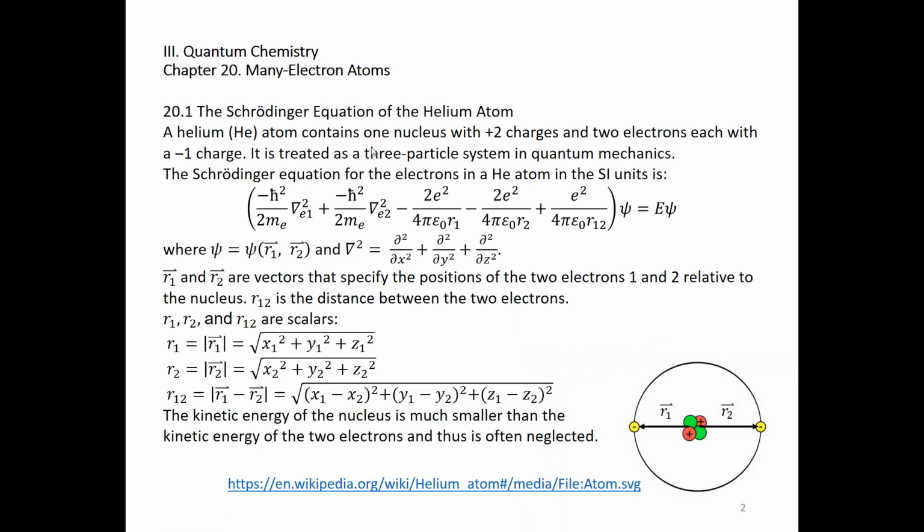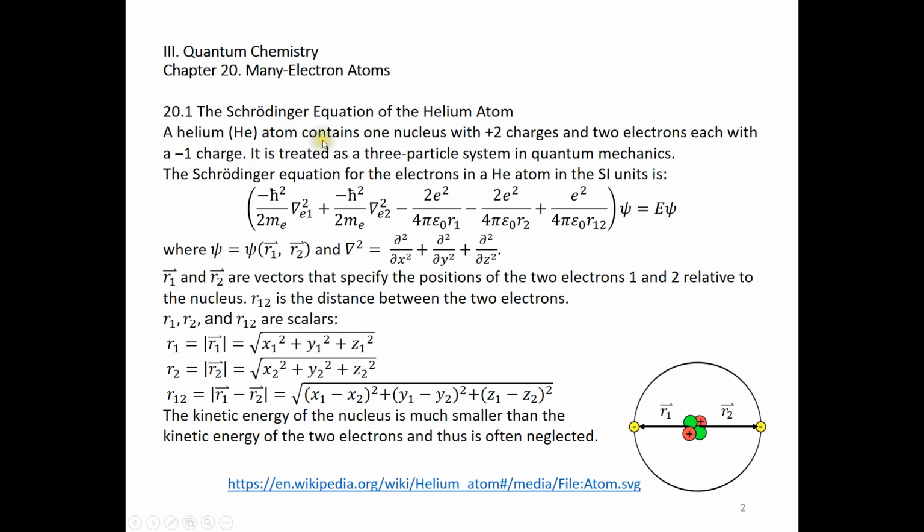Chapter 20, Many Electron Atoms, Section 20.1, the Schrödinger Equation of the Helium Atom. The helium atom is considered one of the many electron atoms because a helium atom contains 2 electrons. So any atoms that contain 2 or more electrons are many electron atoms.